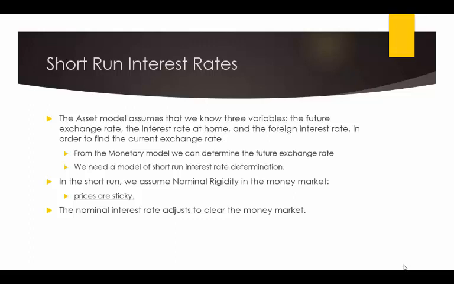Our next task is to find a model by which we can understand how short-run interest rates are determined. And for this we turn to the money market, which is where interest rates typically serve as a price, and we shall proceed from there. First though, we have to keep in mind that in the short run, we typically assume nominal rigidity in the money market. That is, that prices are sticky. As the relevant price in the money market and with nominal rigidity, the nominal interest rate adjusts in the short run to keep the money market in equilibrium.